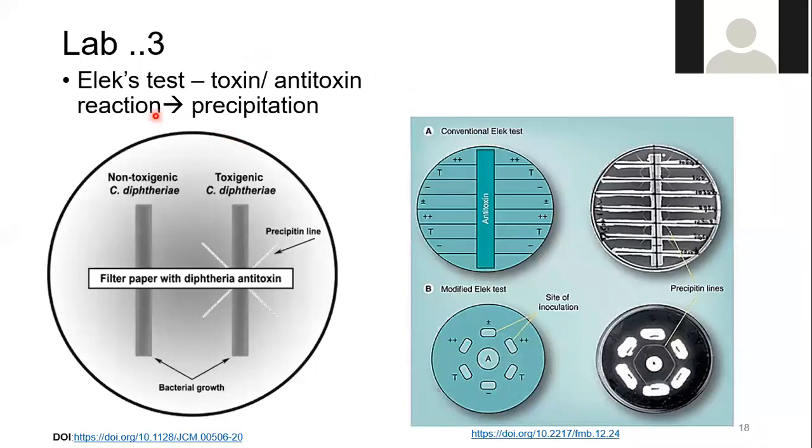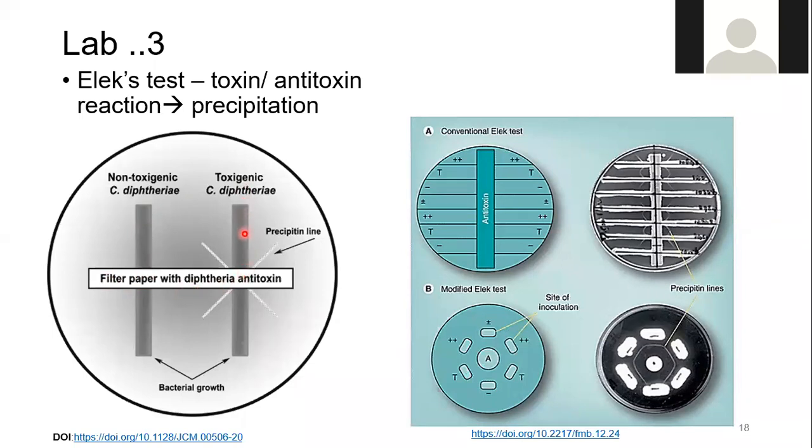So this Elek test is a reaction between the toxin and the antitoxin. And where the reaction takes place, you have precipitation taking place. So you take a filter paper that is soaked with the diphtheria antitoxin, and then at right angles to the paper, you have inoculated your isolate. That's your isolate from culture. So it can either be toxigenic or non-toxigenic. Now with the non-toxigenic, because it's not producing a toxin, there is no reaction with the antitoxin.